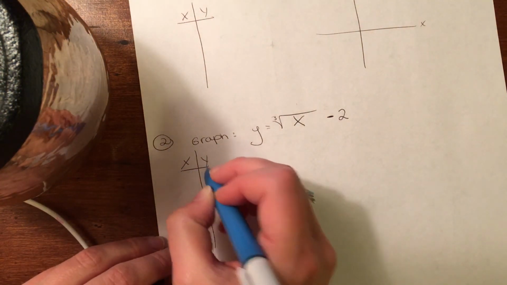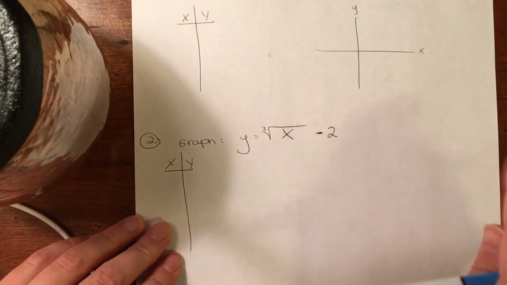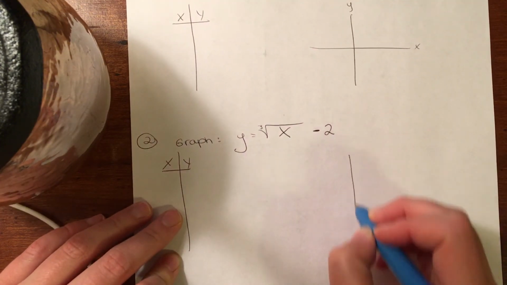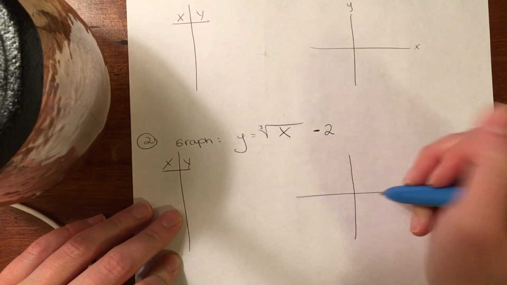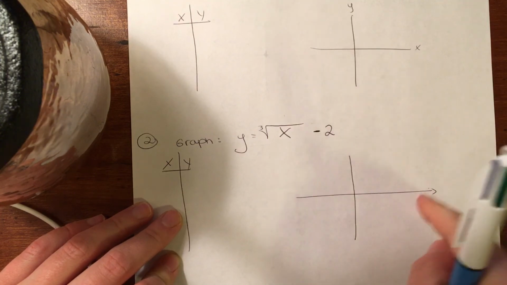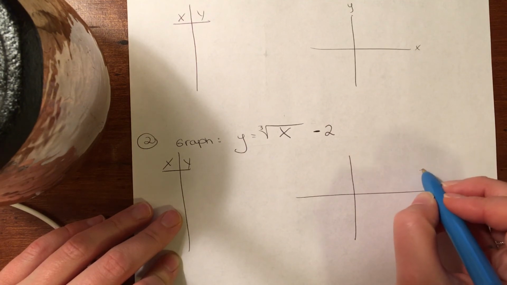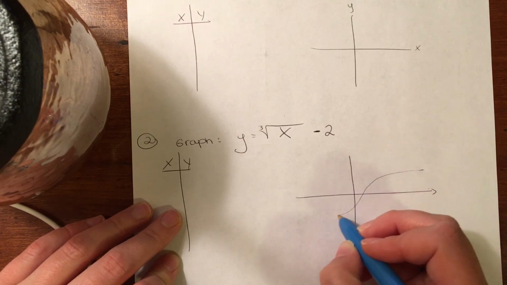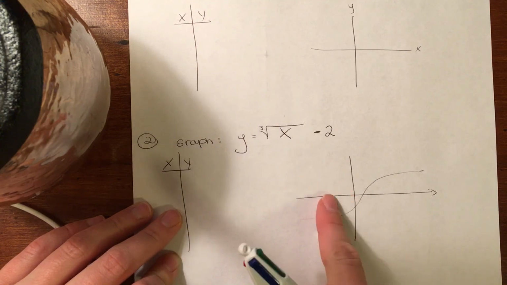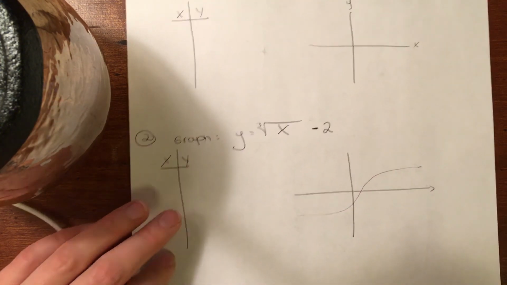Your x and your y. Since this shifted to the right 2, everything's going to shift right, so your points are going to go a little bit further this way. It's going to look something like this. I wish I had a pencil so I could erase it, but it's going to look something like this, okay? Because it shifted to the right 2.